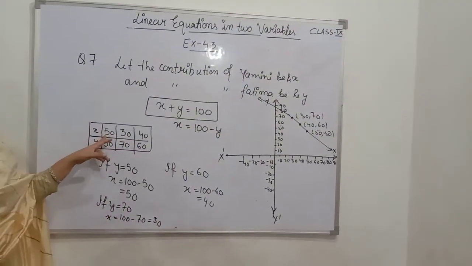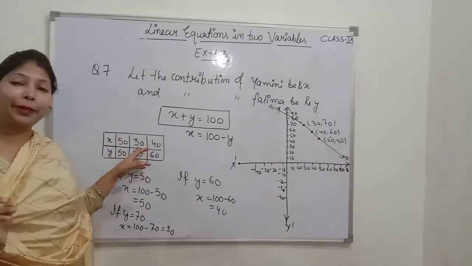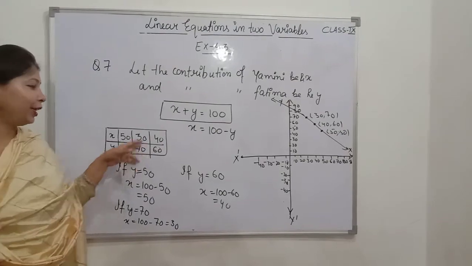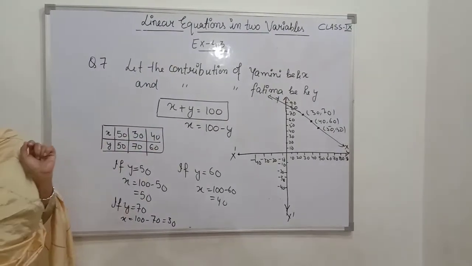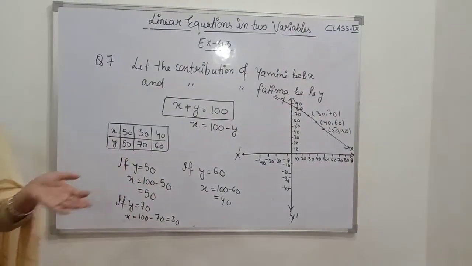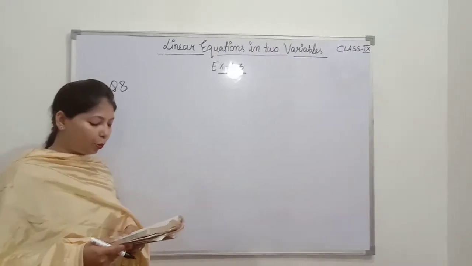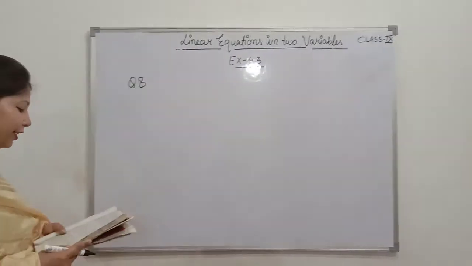If Yamini pays 50 rupees, Fatima also has to pay 50 rupees. If Yamini pays 30, then Fatima has to pay 70. If Yamini pays 40, then Fatima has to pay 60. So I hope this question is clear to you. Now moving towards the next question. Now moving towards the last question of this exercise.